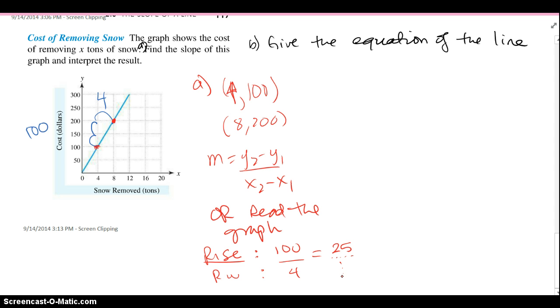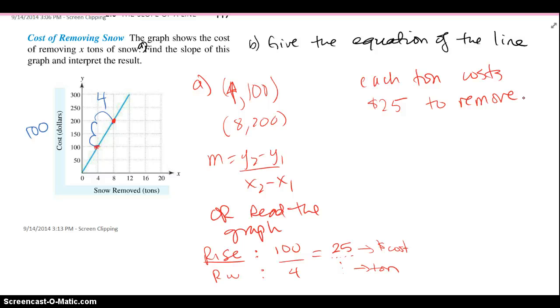And it says interpret the result as well. Well, the x-axis is snow removed in tons, so that's really 1 ton in the denominator that I could label it as. And my vertical axis was the cost in dollars. So if I am to interpret this, it's basically saying that each ton costs $25 to remove. So the removal is basically $25 per ton if I do the rate of change interpretation.